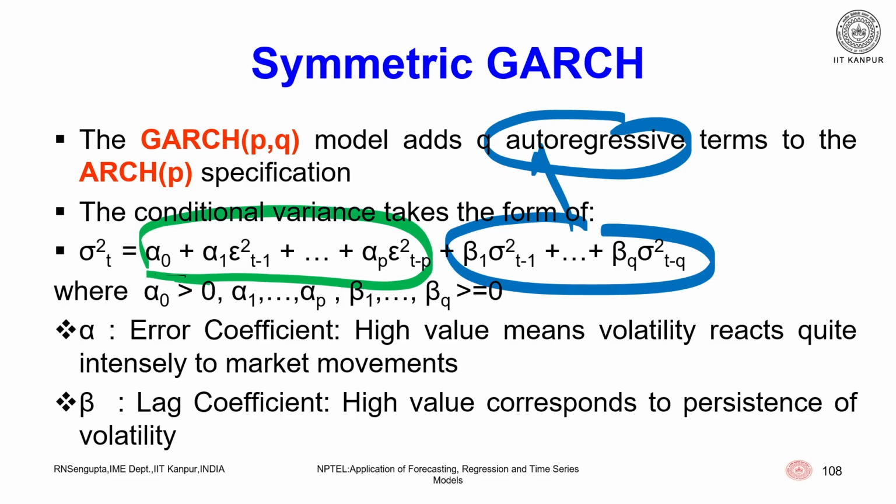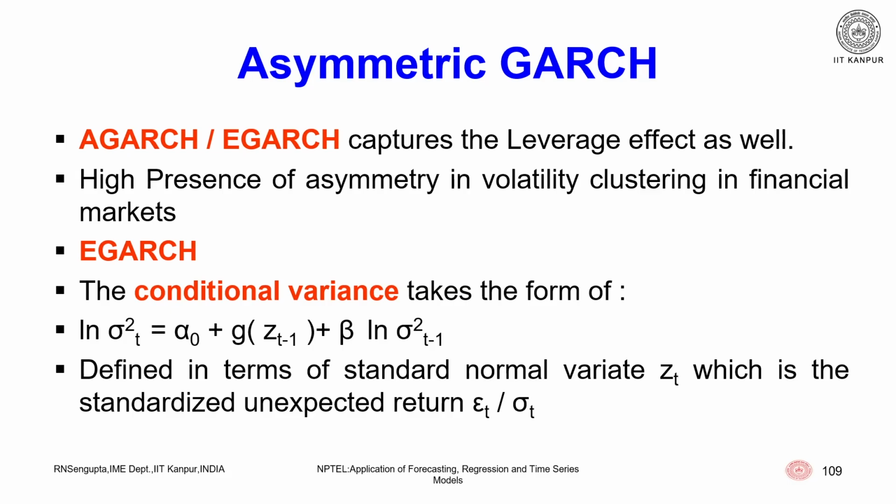Also here, as usual, the concept of beta 1 to beta q are greater than or equal to 0, and obviously the error corrective coefficients are there. High values mean volatility reacts quite intensely to the market movements, and beta means the lag coefficient, high value corresponds to persistency of the volatility, and the effect continues for a longer time. So, EGARCH, exponential GARCH, and AGARCH capture leverage effects very well. High presence of asymmetry in volatility clustering is there in financial markets, as we have seen in the data.